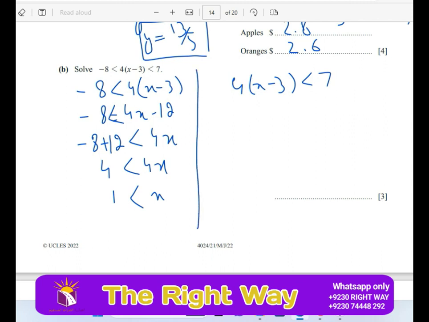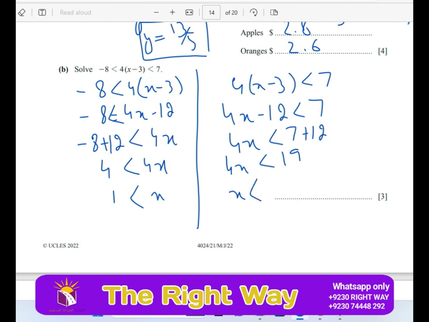Now the second equation, 4x minus 12 is less than 7, 4x is less than 7 plus 12, and 4x will be less than 19, and x will be less than 19 by 4. Now you have to write your answer in only one equation. So I am going to write x in the center, 19 by 4 on one side and 1 on the other side. So your answer will be 1 less than x less than 19 by 4.